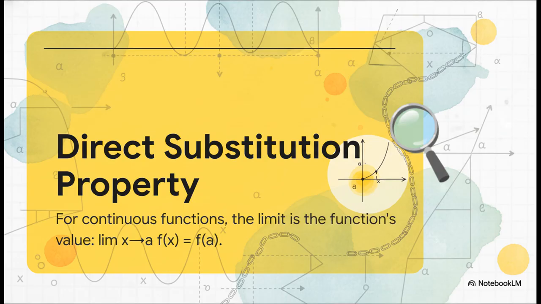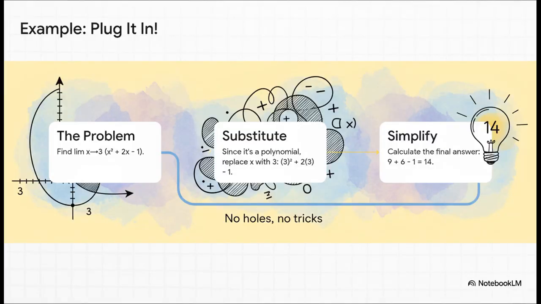Now, for a lot of nice and well-behaved functions, like polynomials, there's a really simple rule called the direct substitution property. All it says is that if you can just plug the number in without breaking math, like dividing by 0, then the limit is just whatever value you get. It's the best-case scenario. Let's see this in action.